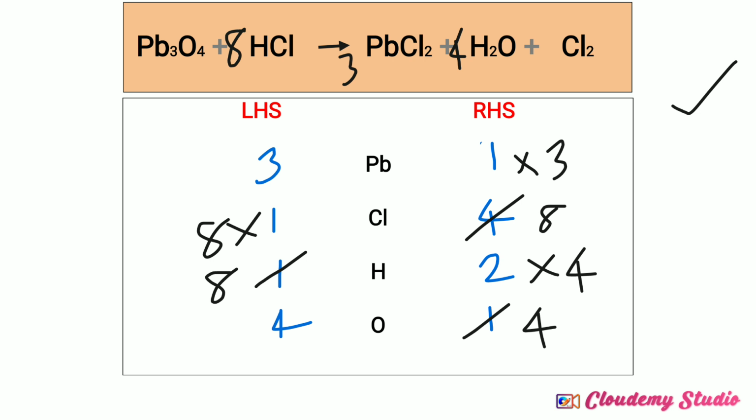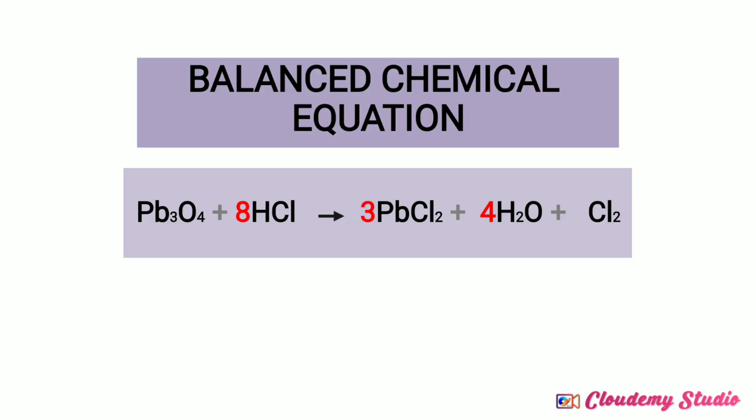So the balanced equation is 1 mole of red lead plus 8 moles of hydrochloric acid, and as a result 3 moles of lead chloride, 4 moles of water and 1 mole of chlorine are obtained as products. Once again, this is the balanced chemical equation: 1 mole of red lead and 8 moles of hydrochloric acid give 3 moles of lead chloride, 4 moles of water and 1 mole of chlorine.